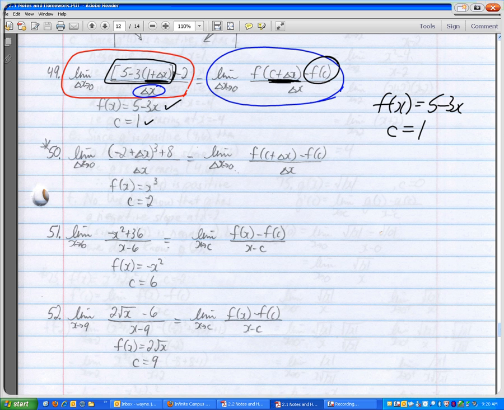Well, let's compare it. f of c is 2, isn't it? Let's see if it really is. f of 1 would be 5 minus 3 times 1. It really is 2. So now I'm pretty convinced I'm right. Because if the f of c hadn't worked out, then I'd think, uh-oh, I got something wrong. But the f of c worked out to be what I wanted it to be, so I'm feeling confident about that.